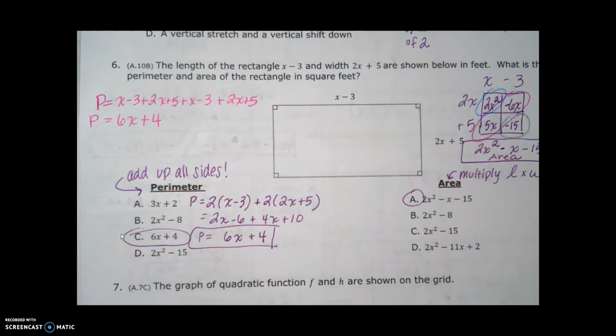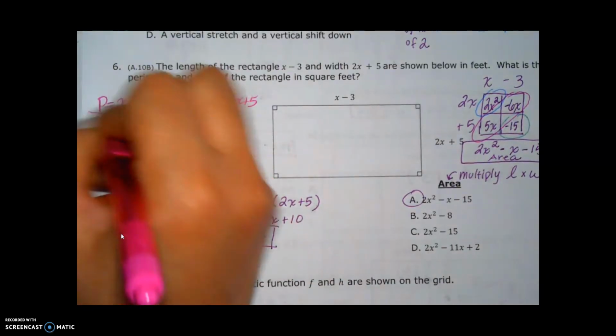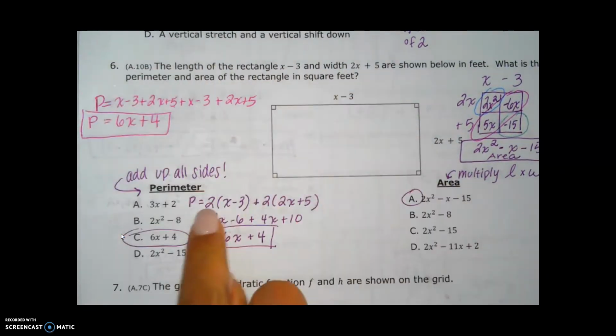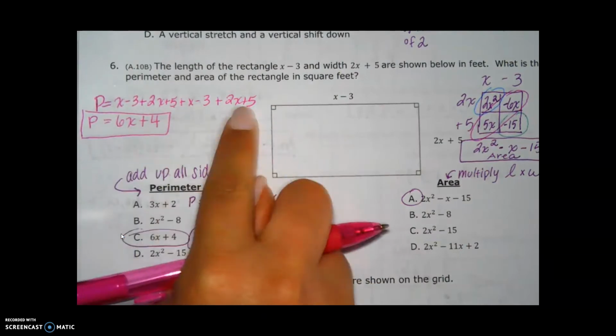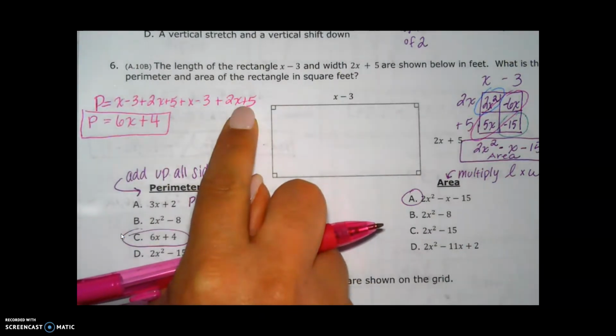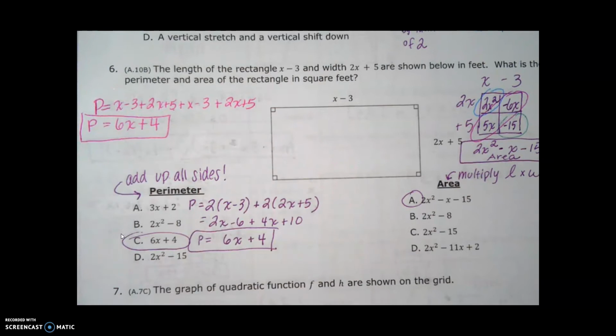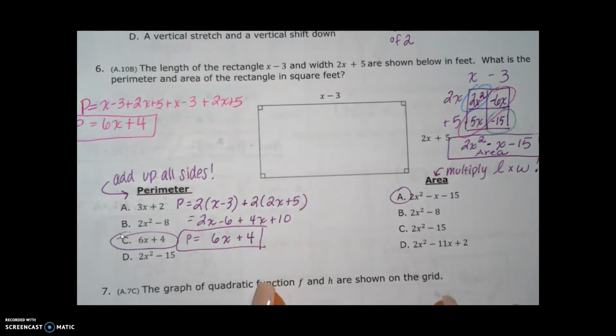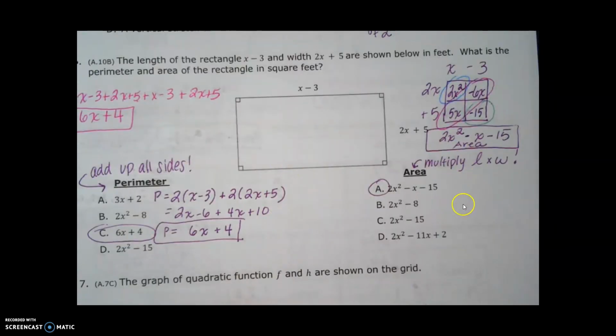All right, so you can see that we get the same thing when we do either method. So if you were confused at how I worked it out here, you can add them all up, but just remember that it's easy to make mistakes when you have big, long equations like that. All right, so that's your answer for perimeter. Now area, you have to multiply, this is length times width. So I'm going to take that length, x minus 3, times the width, 2x plus 5. I did a box method because that's what we felt comfortable with. x minus 3 times 2x plus 5.